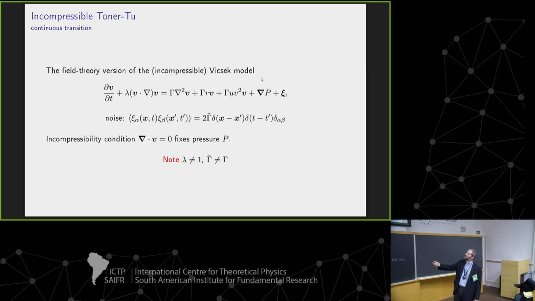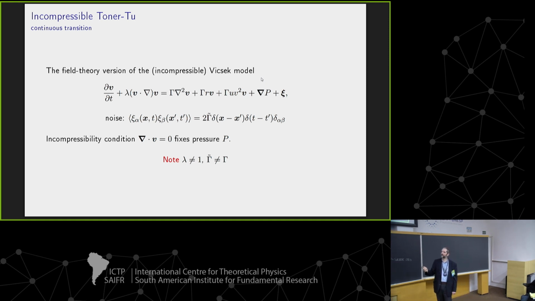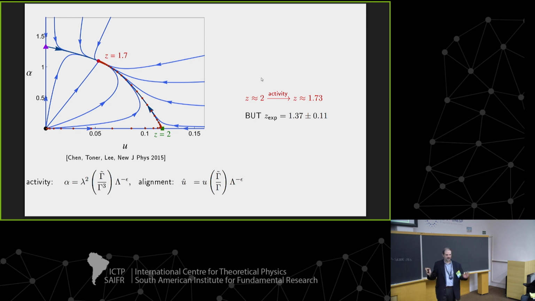So we just note in passing that you have some strange quantities here that would be 1 for the Navier-Stokes equation, but here they're not necessarily 1 because the Galilean invariance can be broken. So you have to. Hope I didn't say something very wrong.